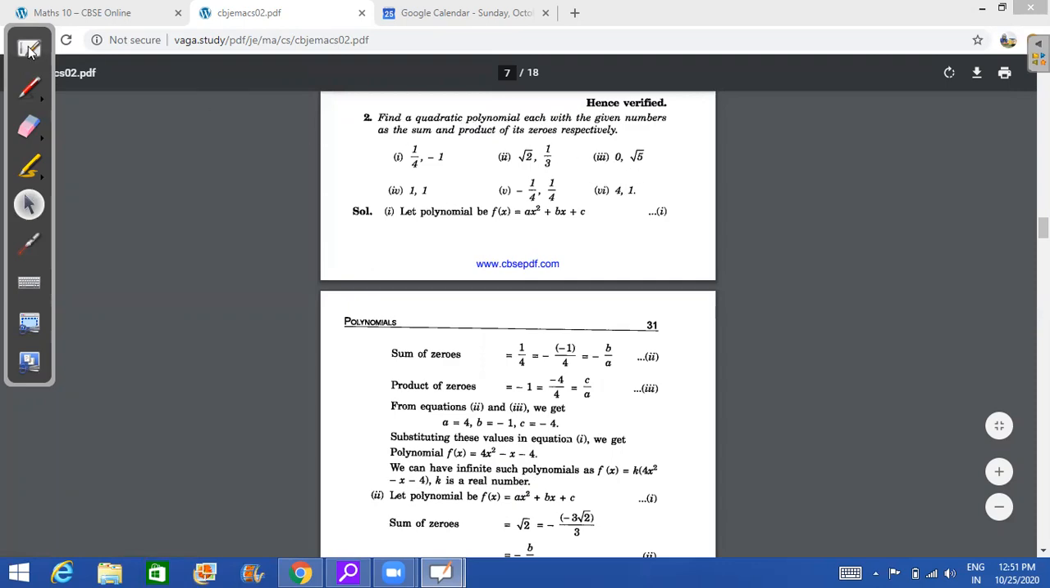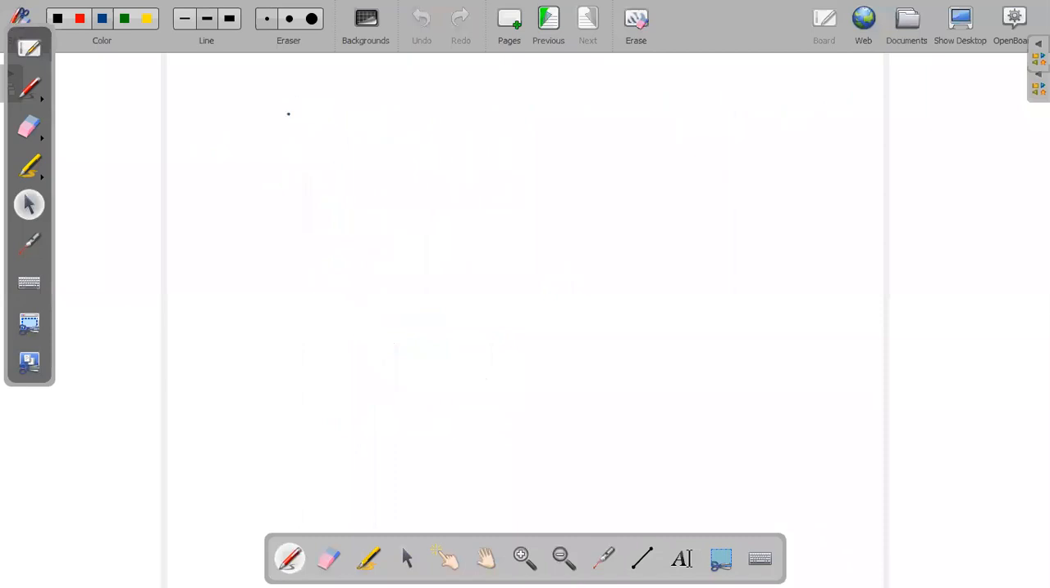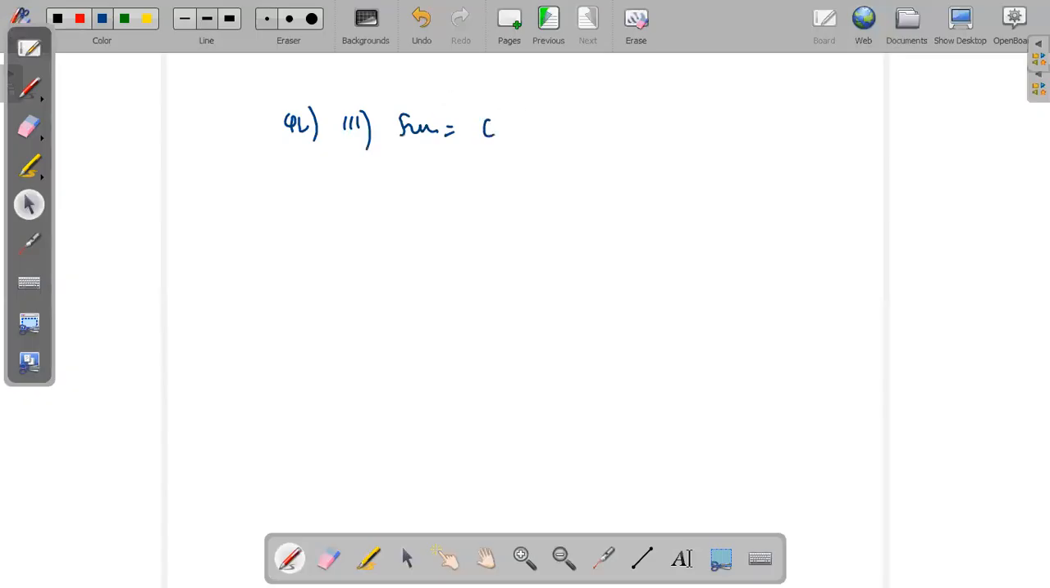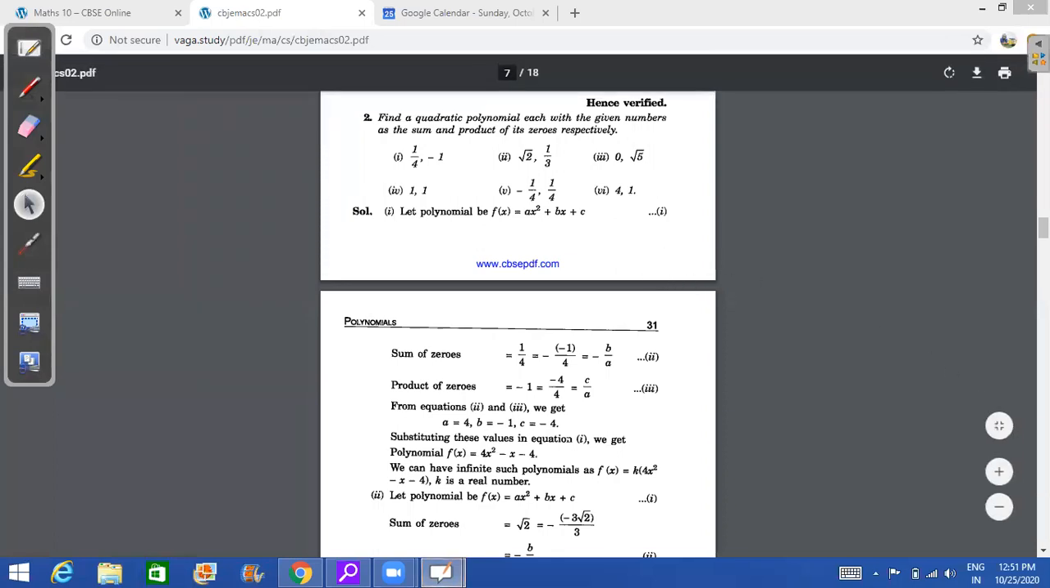So let me also show one more. Let's say 0 and root 5, the third one. Okay, this is question 2, third one. The sum is given as 0 and the product is root 5. Okay, so first I'm going to write the formula x square minus sum x plus product. So x square minus, instead of sum I'll put 0 and the product is root 5. 0 into anything is 0, so I'm going to get x square plus root 5. Simple. So this is one polynomial that I'm going to get, x square plus root 5.